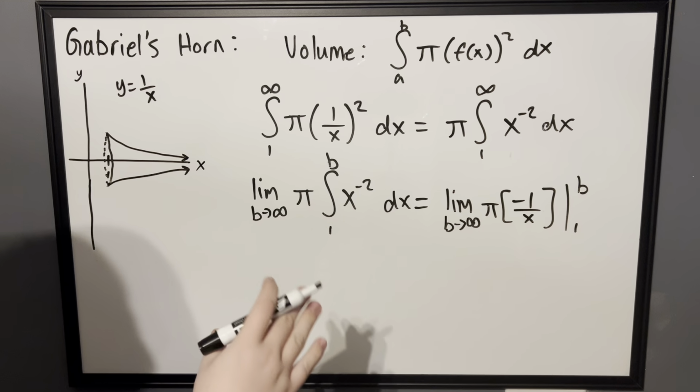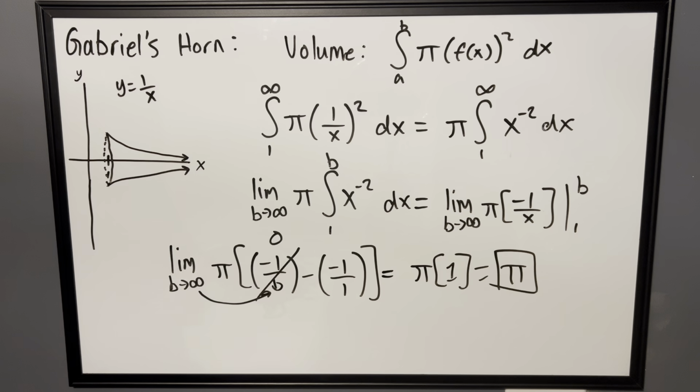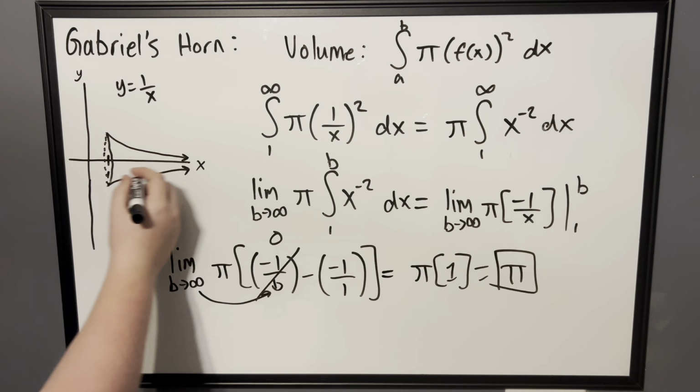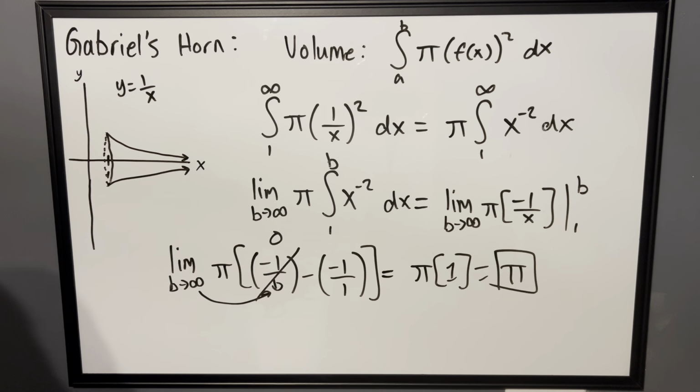Now this is the volume of this shape. How is it a finite volume if this gets increasingly small but never actually touches the x-axis? Well, that's what's so interesting about Gabriel's horn, that we have a finite volume here. We get a finite value and it's pi, which is what makes it even cooler.